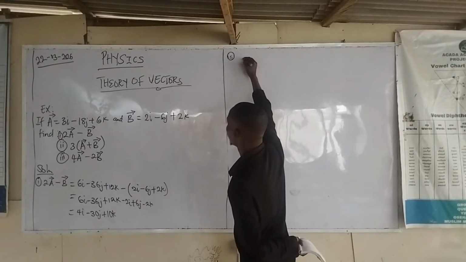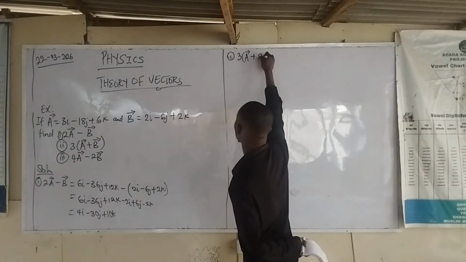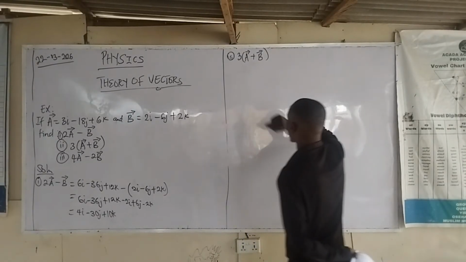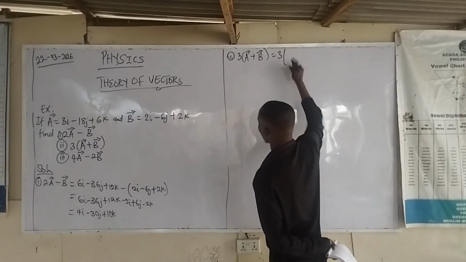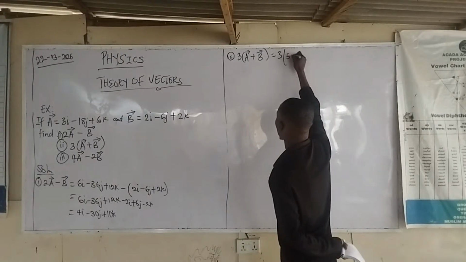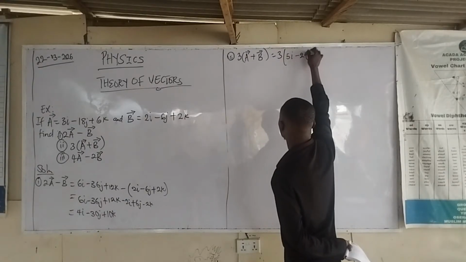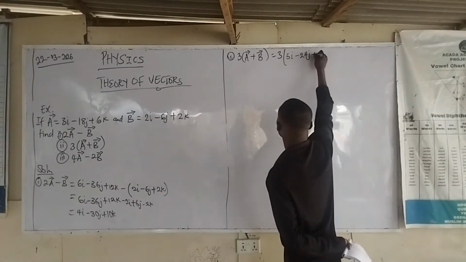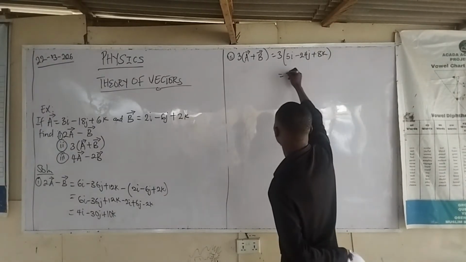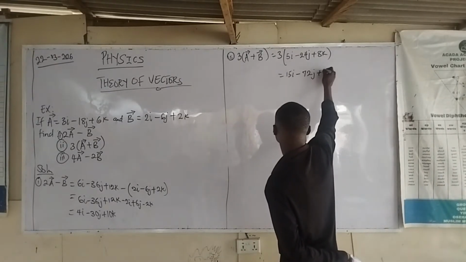Number 2, we have 3 into bracket vector A plus vector B. This is the same as saying 3 into bracket A plus B: 3i plus 2i is 5i, minus 24j, plus 8k. And this is 15i minus 72j plus 24k.